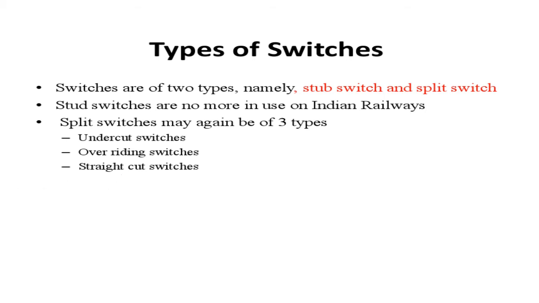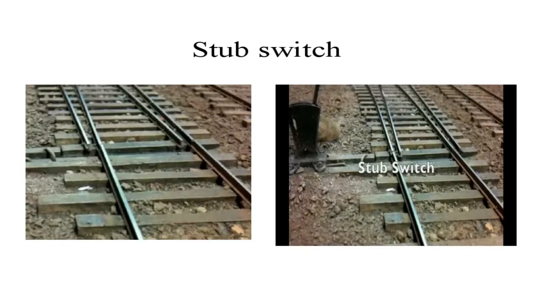First I'll tell you what is a stub switch. Now you can see the photograph of a switch which is known as the stub switch. Here there is no tongue rail. No tongue rail arrangement is there. The main rail itself is being shifted left or right. That is, a portion of track is moved from side to side.